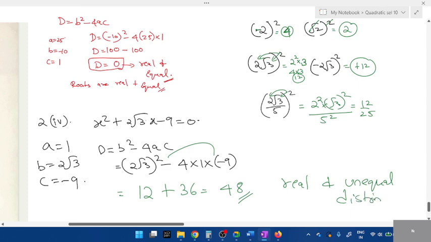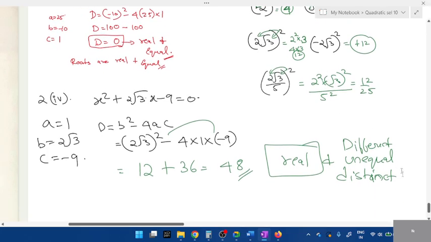Distinct. The meaning of distinct is different. So these are the different words they mention: different, unequal, distinct. But you have to write real. Real meaning is it's a positive number. That's the difference. If I tell unreal or imaginary, it's a negative number.